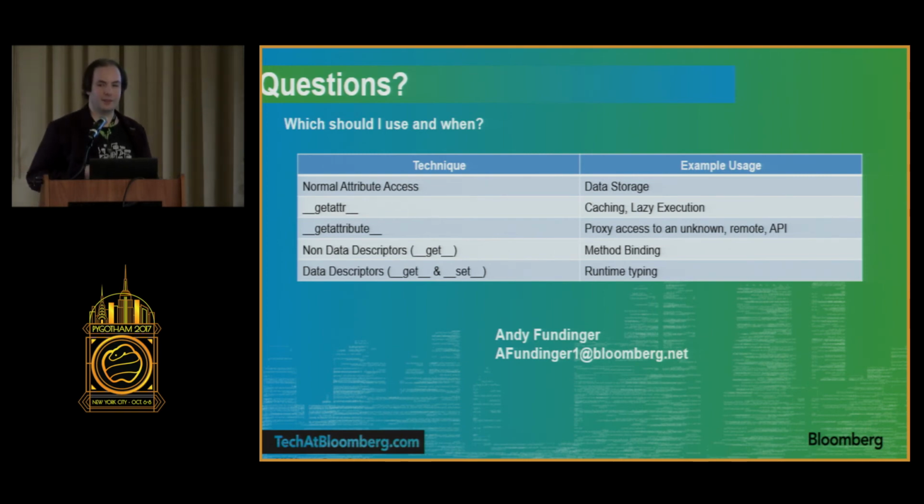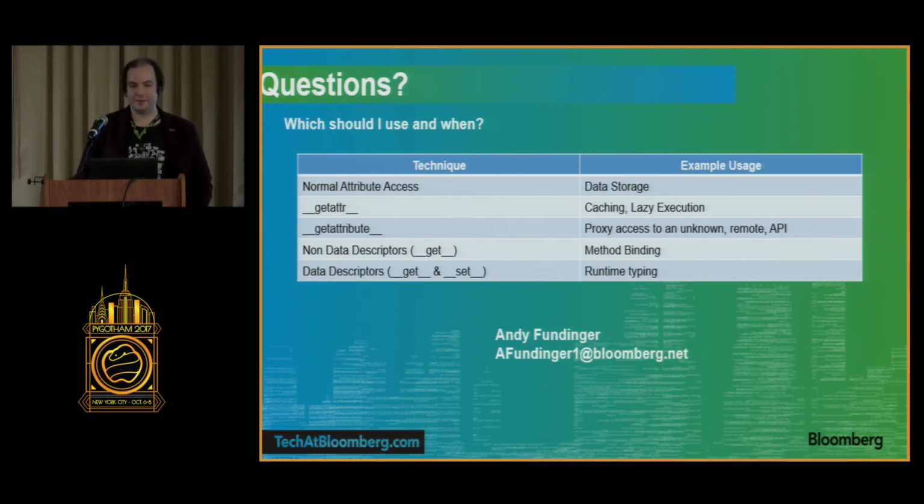If you're doing something like a proxy to a remote, presumably unknown API, every time you access me, I'm going to make an HTTP call. I don't know what's valid. I'll throw an error then. Then you're going to want to do something with getAttribute because you have no idea what's valid. Just pass it all through and throw your errors as they fall.